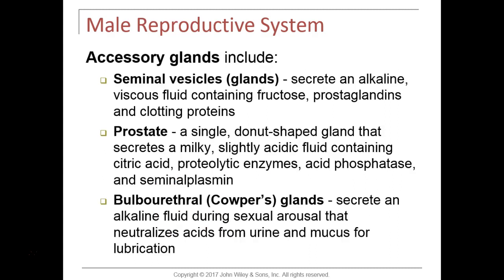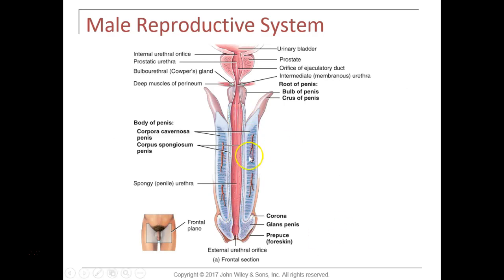So let me go back to this picture. These are the erectile tissues. There's 2 bands on the top of the penis, and then the corpus spongiosum encircles the urethra, so there's only 1 of those. These erectile tissues engorge with blood in order to cause an erection of the penis to allow sexual intercourse to occur.